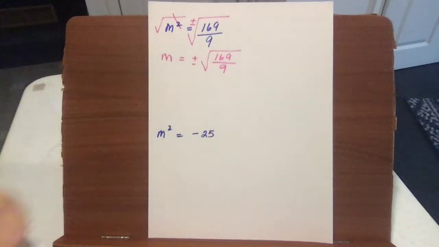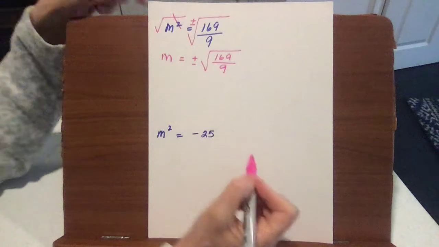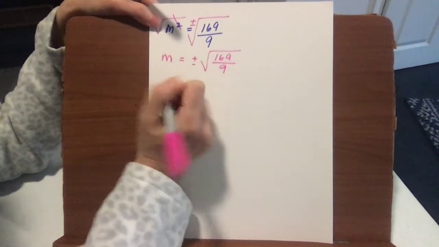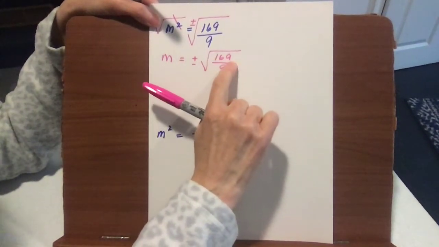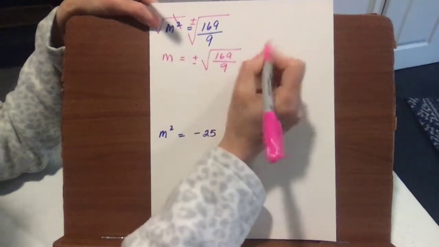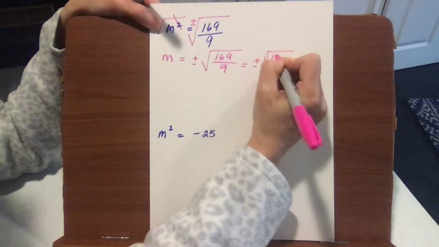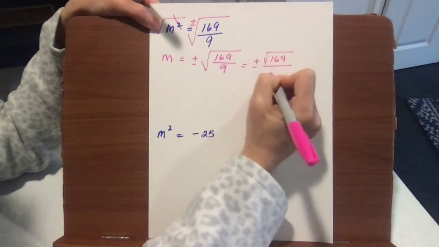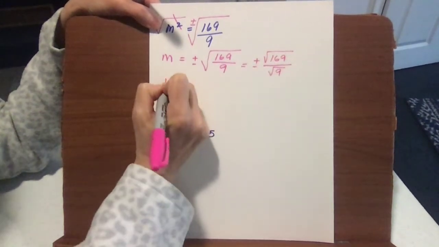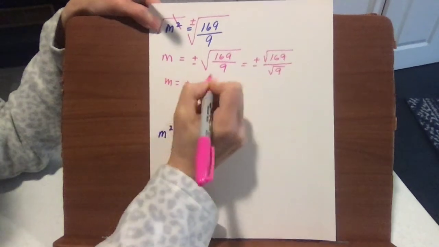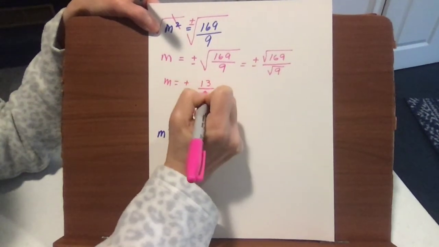Now you can try to divide 169 by 9 and it could be divisible, and that's fine, or you can do this individually, which is what I usually do, because I'm recognizing that 169 is a perfect square, as is the square root of 9. So positive and negative, we can take them apart. We can do this individually. So m is equal to a positive or a negative 13 over 3.